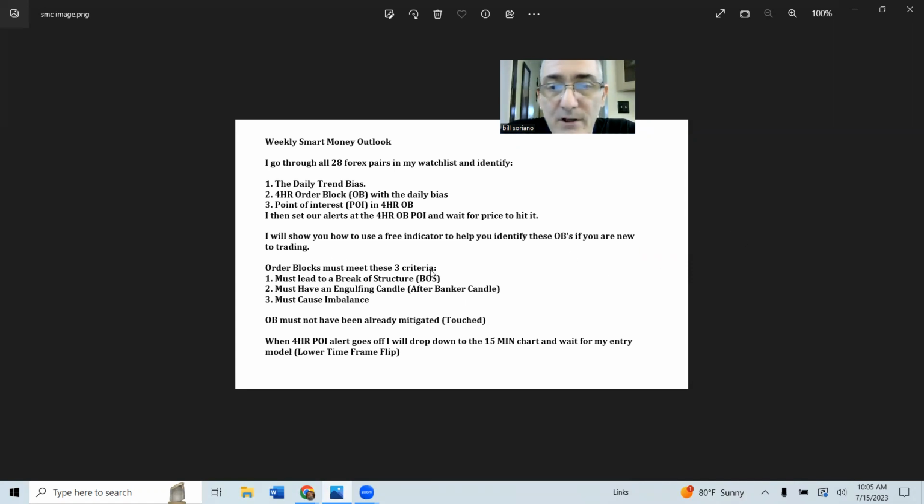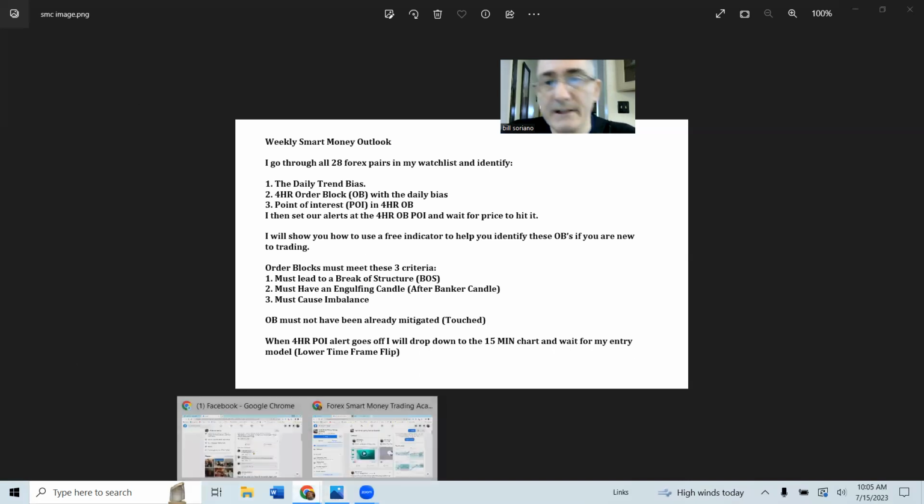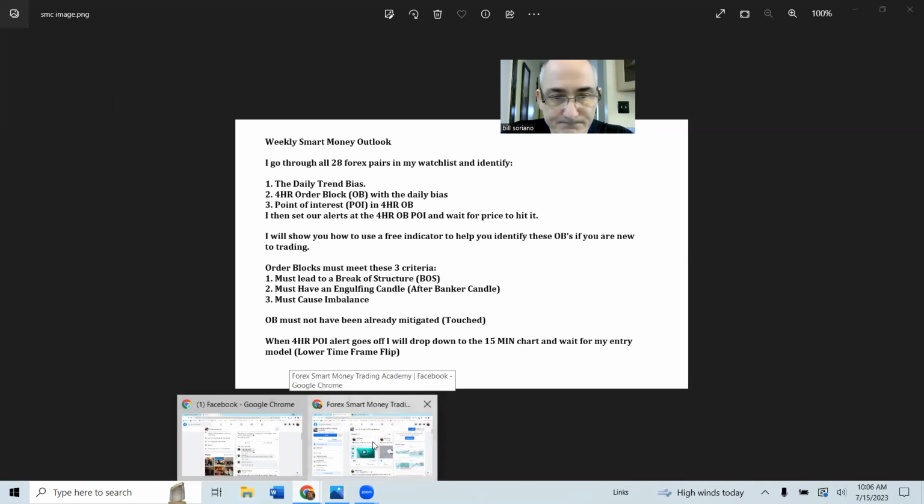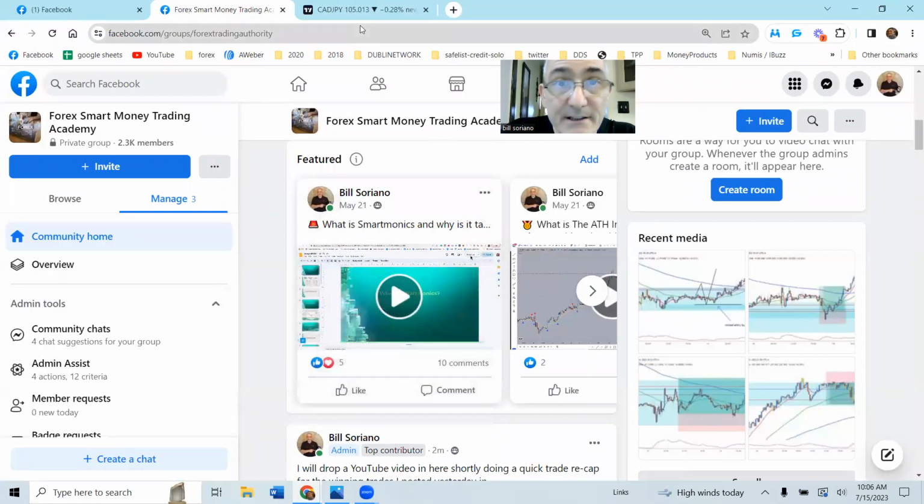Now, remember, these order blocks that we mark up on the 4-hour chart must lead to a break of structure. There must be an engulfing candle after the banker candle, and they must cause imbalance. Also, they must not have already been mitigated or touched. And again, when the 4-hour POI, point of interest, alert goes off, we drop down to the 15-minute chart, and we wait for our entry model, which is the lower time frame flip. That's already all happened on these 3 pairs that I'm going to go over.